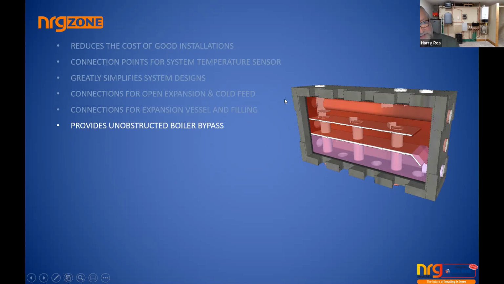This is critical. It's completely unobstructed all the way through, and yet the bypass, like with a low loss header, doesn't conflict and dilute the flow temperatures going to the zones. So you've got all of the advantages of a low loss header, except you break away from the fact that you're destroying the efficiency of the appliance by mixing the hot with the cold.